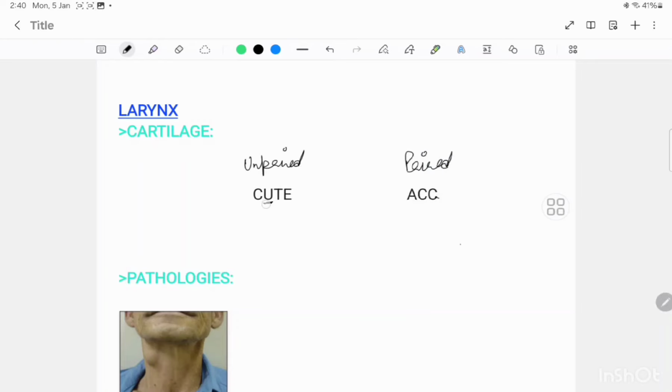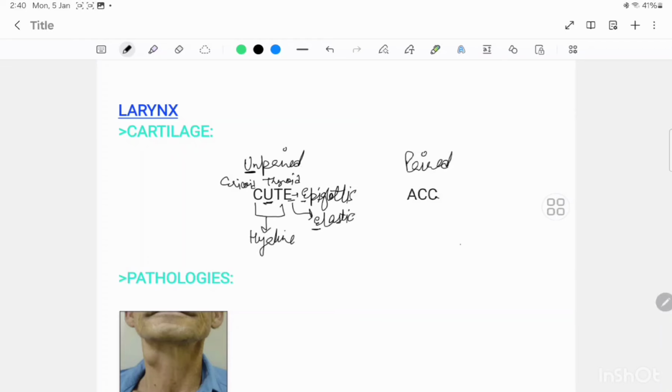So U stands for unpaired. In CUTE, U stands for unpaired. C and T, that is cricoid and thyroid, are hyaline cartilage, and E for epiglottis is elastic cartilage. E for E, epiglottis is elastic cartilage.